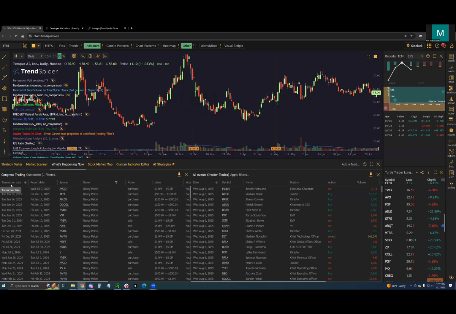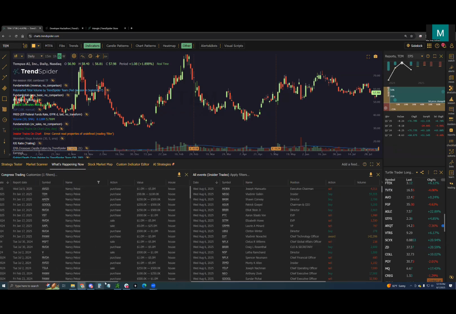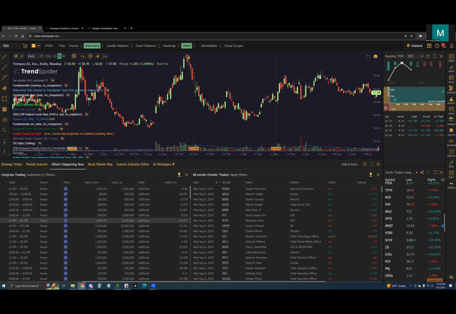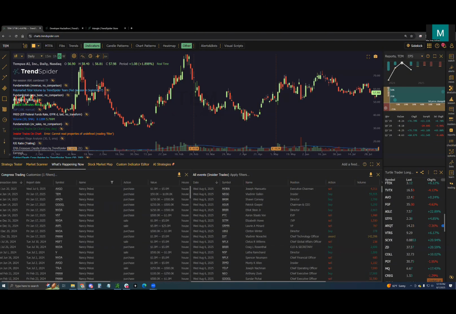As you can see right here, there's a transaction date and then the report date. So we actually give you both dates. The last thing Pelosi bought was on June 20th, but she didn't report that transaction until July 9th. So we give you both dates there. Again, that was about a few weeks. It gives you that it was a purchase, the value, the party, pretty much everything. And then it even shows you the return that they're having on that specific position. And pretty much the same thing for insider trades over there on the right.